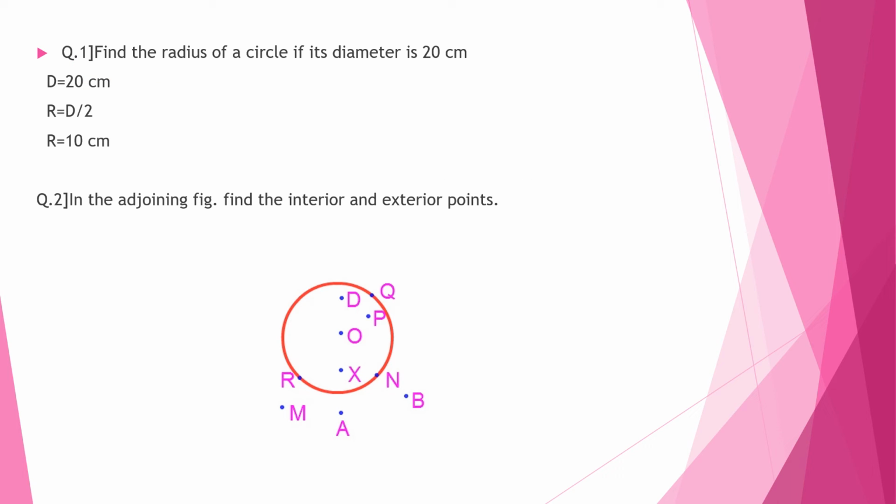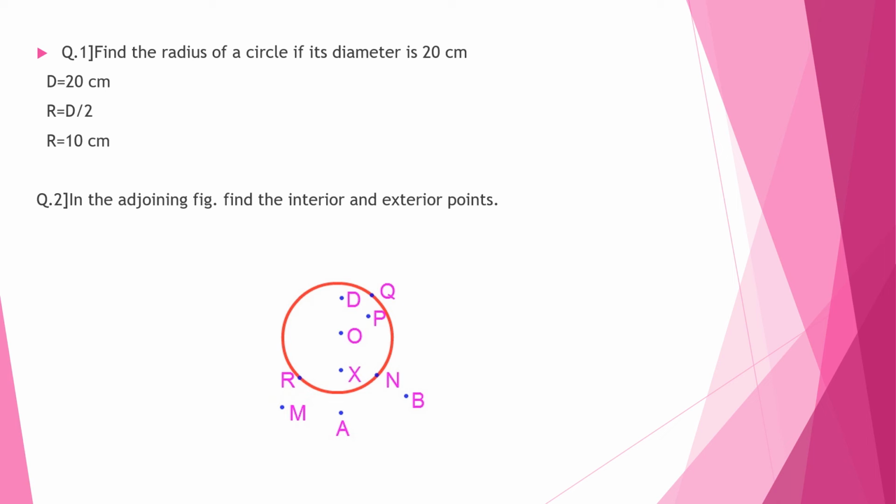Now let us understand some of the questions which are there in the book. The first question is, find the radius of a circle if its diameter is 20 centimeter. So first of all, we'll write down in the solution the thing which is given to us, that is diameter is equal to 20 centimeter. Then we have to find out the radius, so we'll write down the formula for radius. Radius is equal to diameter upon 2. So 20 upon 2, we are getting the radius of this particular circle is equal to 10 centimeter.